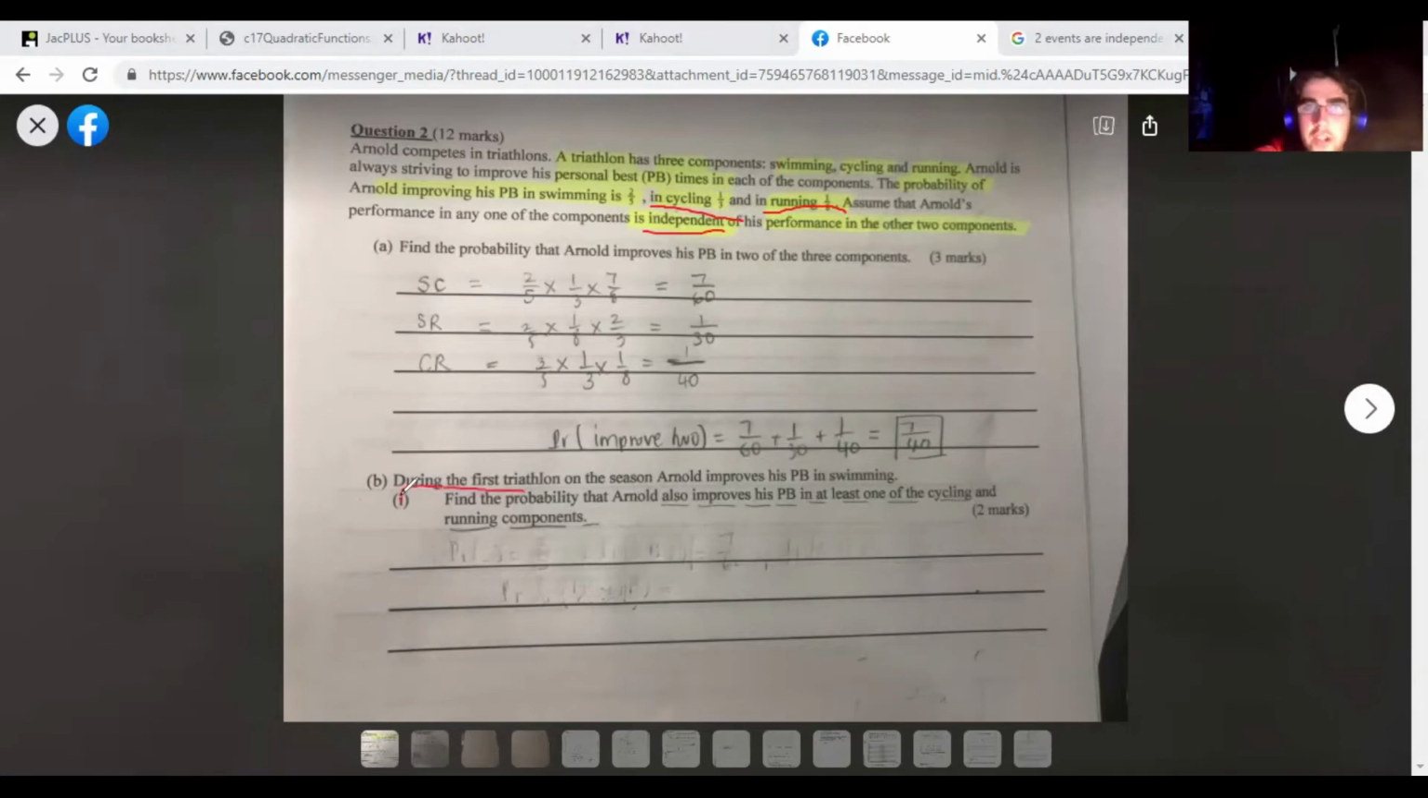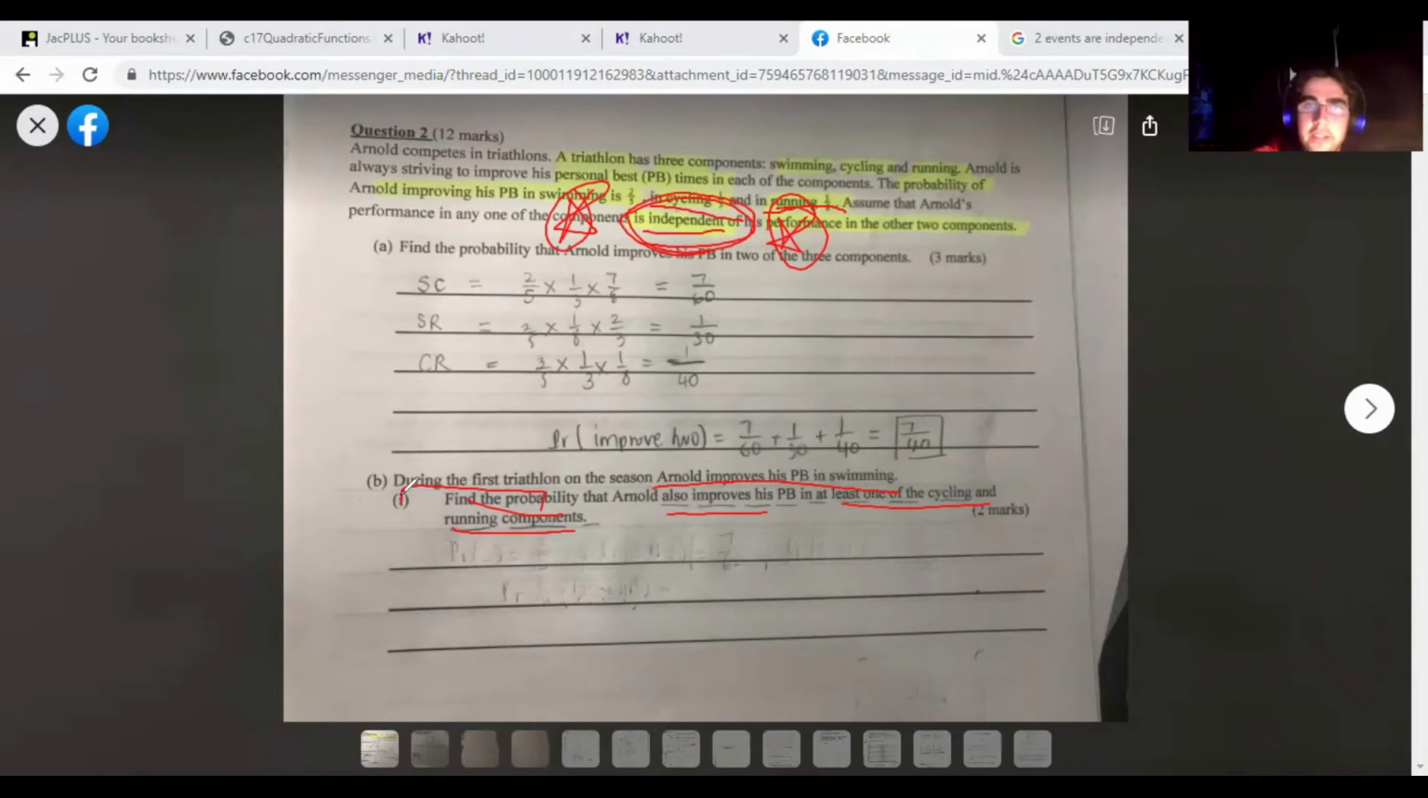It says, during the first triathlon, Arnold improves his cycling. Find the probability that Arnold also improves his PB and at least one of the other cycling or running components. At least one, so it could be both as well. Now, this is a really big key here, our independent components, all right? So we can't forget that. We know that we're going to have to use that somewhere, so we'll come back to that.